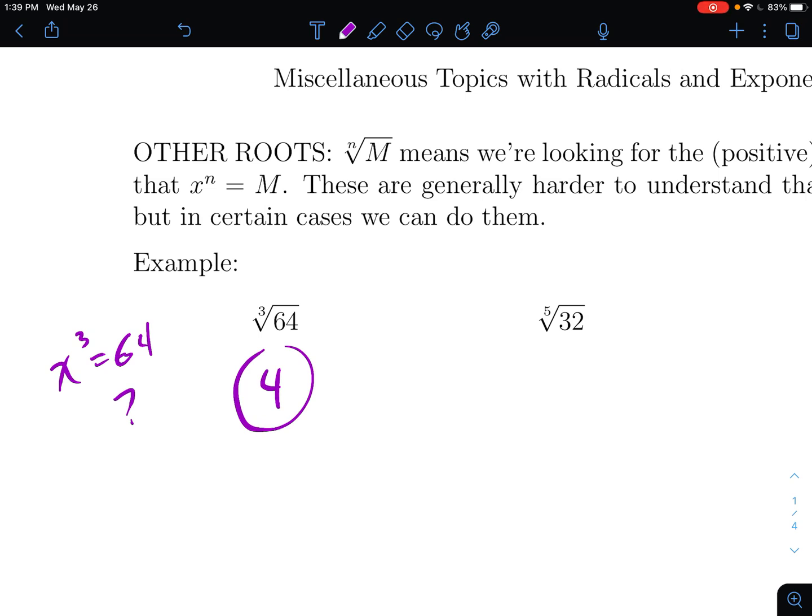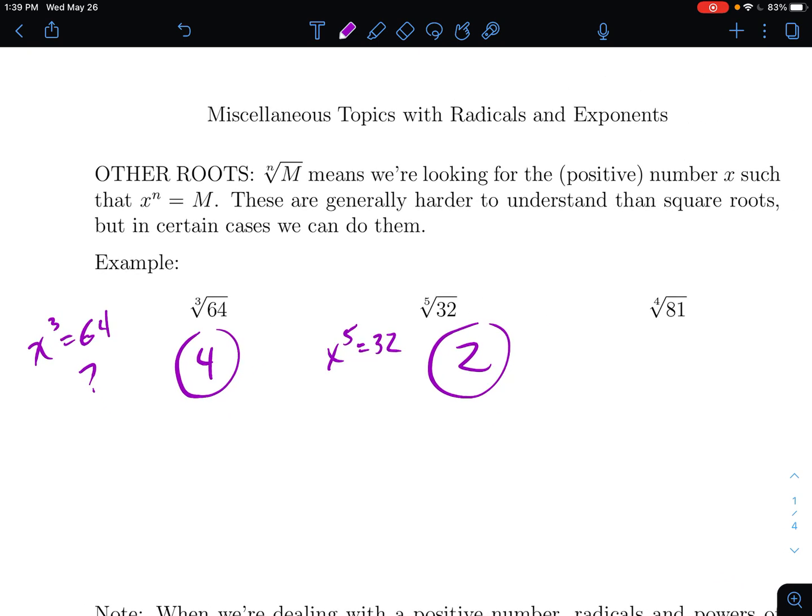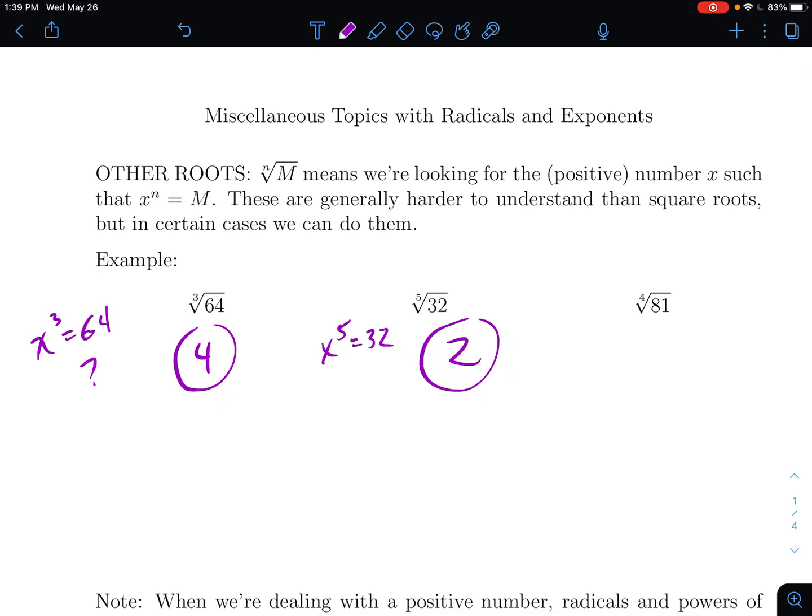Fifth root of 32, well, we're thinking what raised to the fifth power gives us 32. You can check that that's 2. And similarly, what number raised to the fourth power is 81? That's 3.